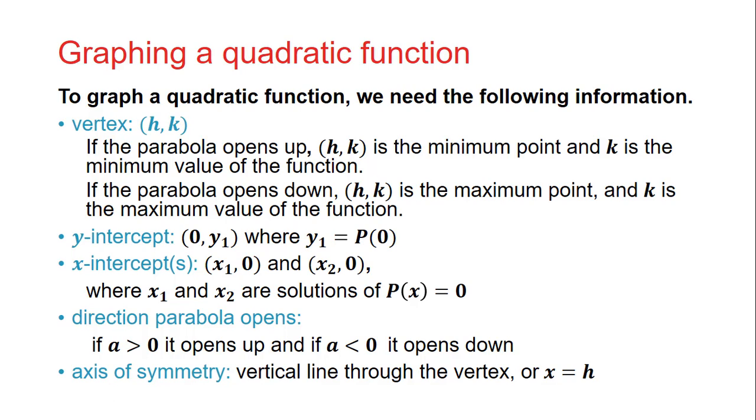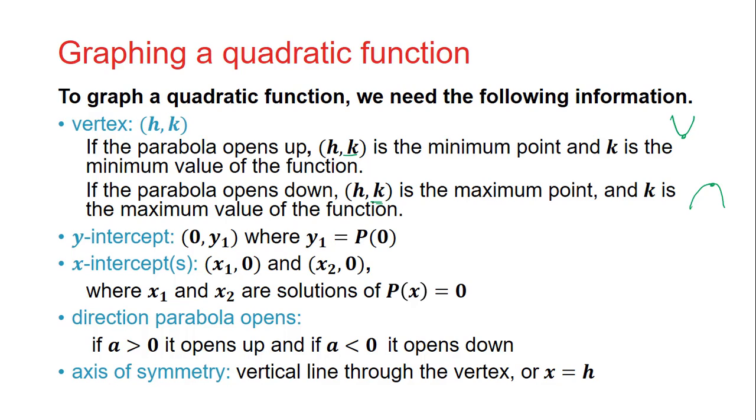So if the parabola opens up, keep in mind that the vertex is going to be the minimum point on the graph, and therefore k is the minimum value of the function. If the parabola opens down, then the vertex is at that peak, and so it will be a maximum point, and therefore k would be the maximum value of the function.